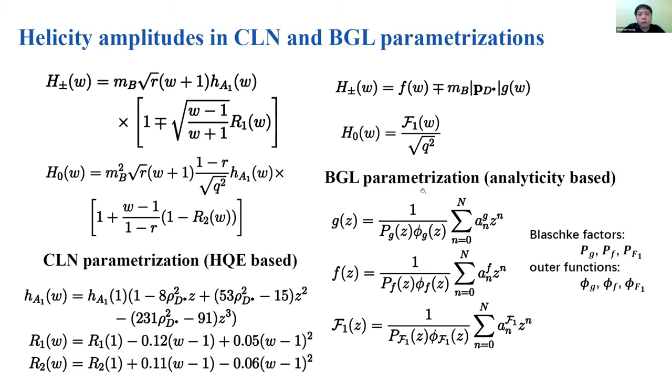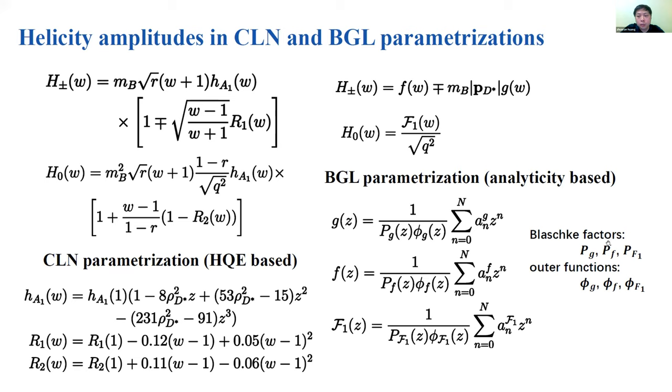The BGL parameterization is based on the analytic properties of hadronic form factors. Therefore, it's maximally model independent, but has more free parameters. These are the expressions for the B to D star form factors in the BGL parameterization.